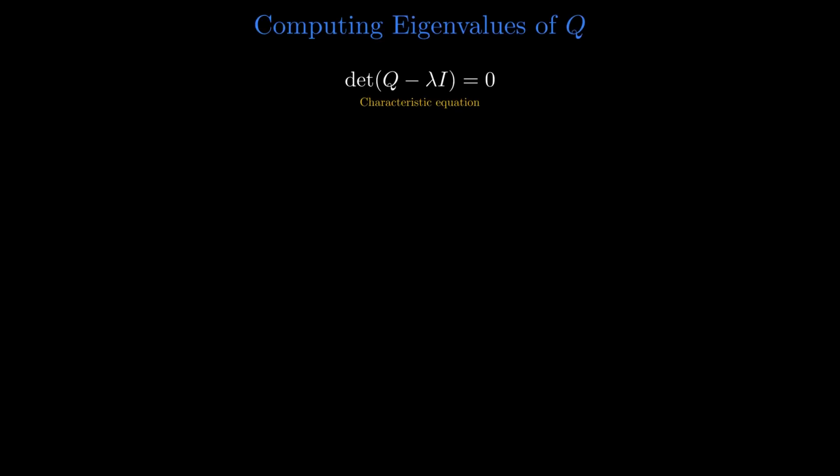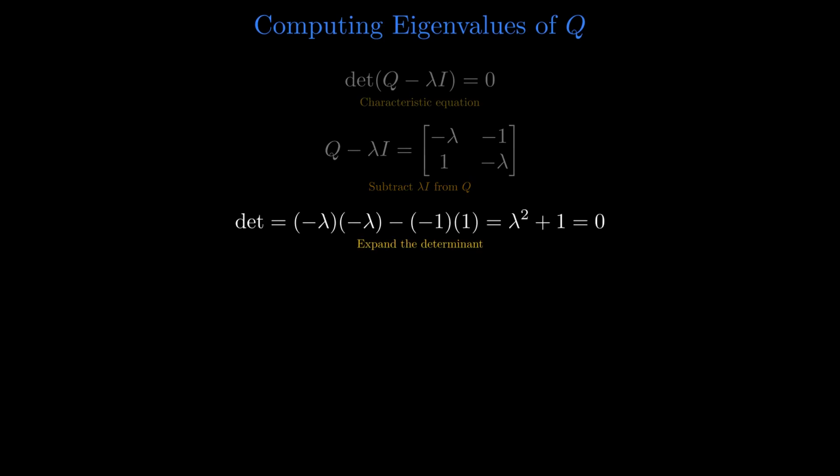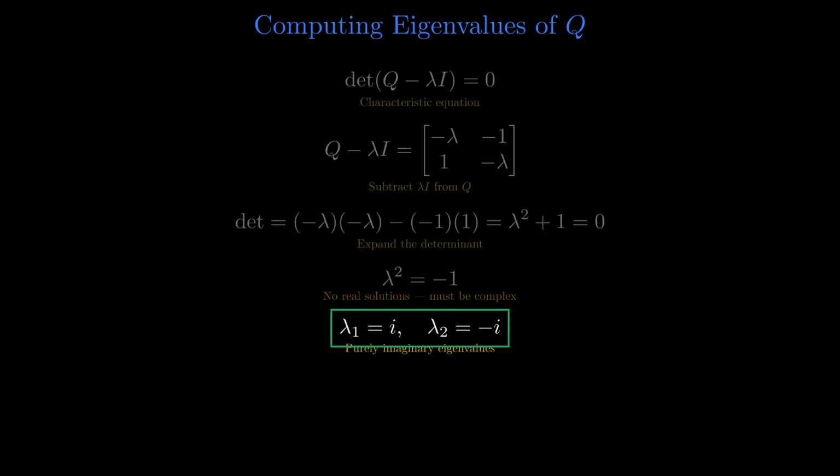We start with the characteristic equation, the determinant of Q minus lambda I equals 0. Q minus lambda I is the matrix with entries negative lambda, -1 in the first row, and 1, negative lambda in the second row. The determinant is negative lambda times negative lambda minus negative 1 times 1. That simplifies to lambda squared plus 1 equals 0. So lambda squared equals -1. The solutions are lambda equals i and lambda equals -i.